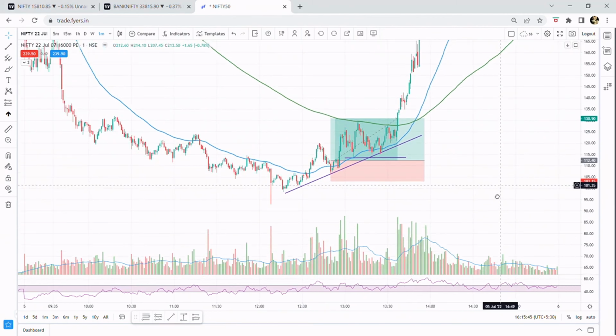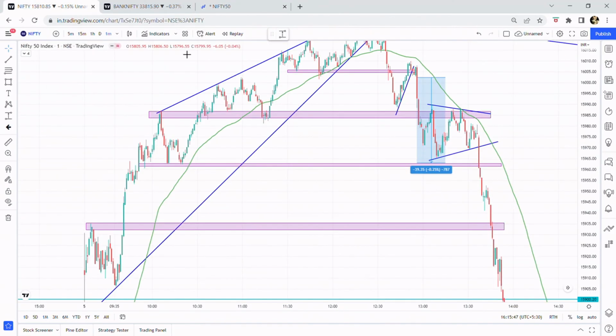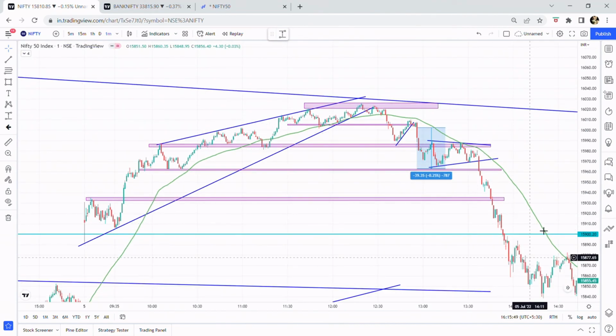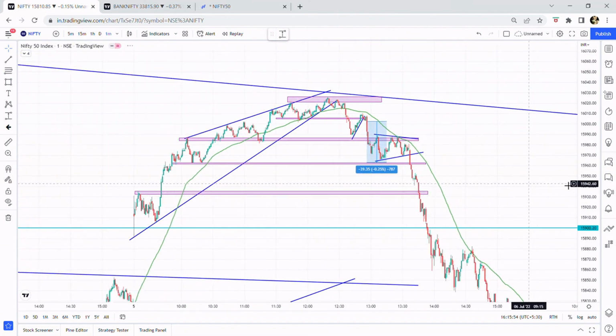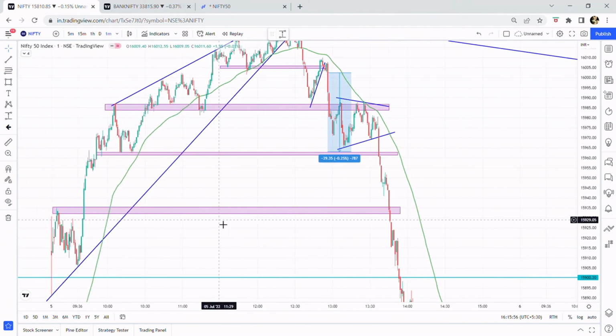I did not trail my target here because I was not sure of this move, because no one can predict this much of a move. So these were my two trades for today.